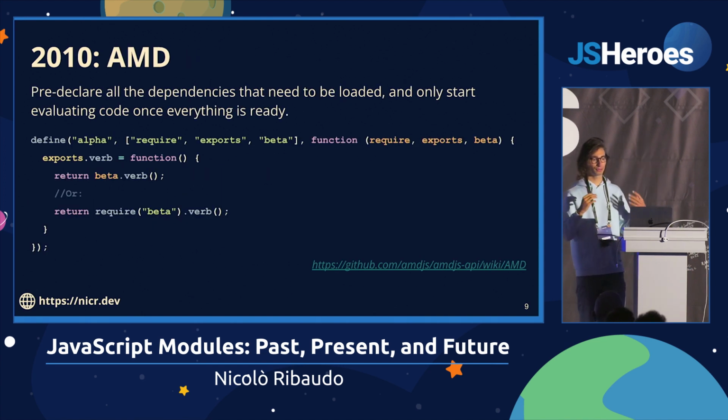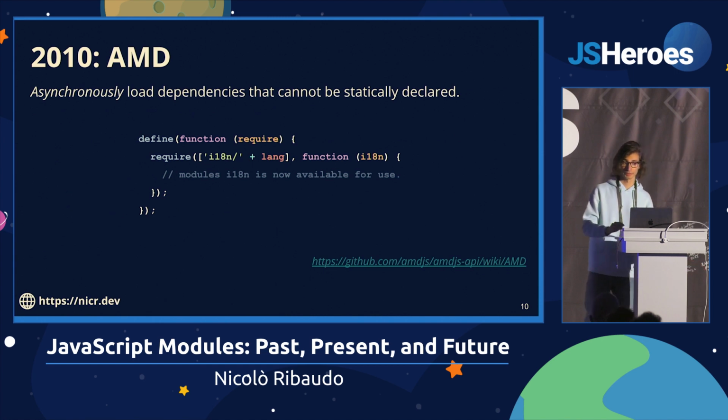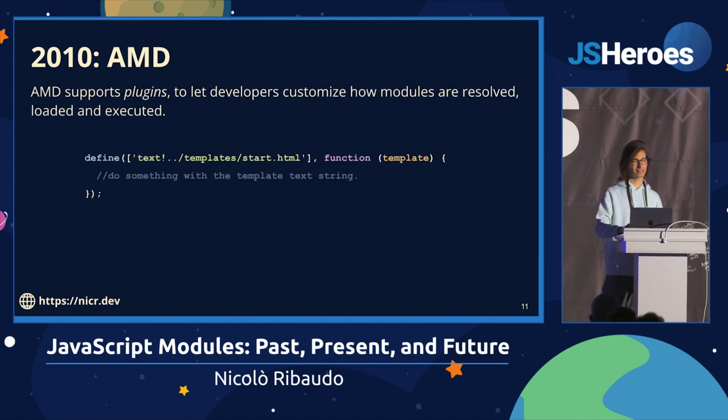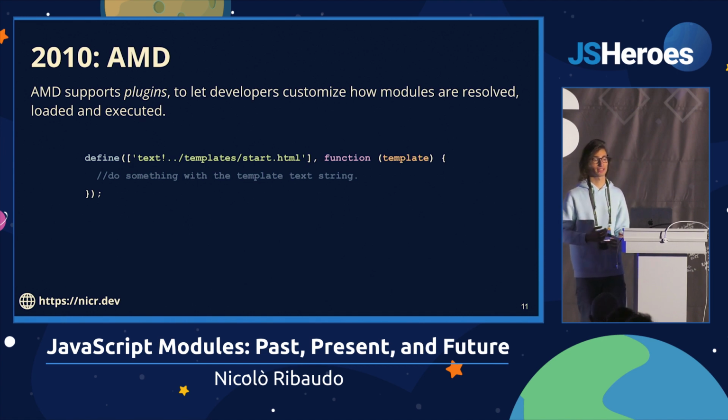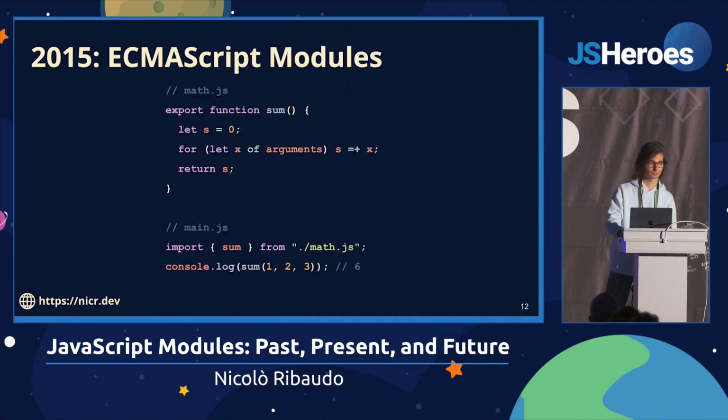AMD. It allowed pre-declaring all your dependencies so that the module loader, whatever that was, could first download all the dependencies. And then you had a function similar to CommonJS that could execute your runtime code after everything was already loaded. AMD also supported asynchronously loading some specific dependencies dynamically because not everything can always be statically declared. And it had other features that CommonJS didn't necessarily have, such as plugins. You could define something like this. You can see this text hashbang syntax that's also been copied by Webpack, for example, to customize how modules are loaded and what their behavior is.